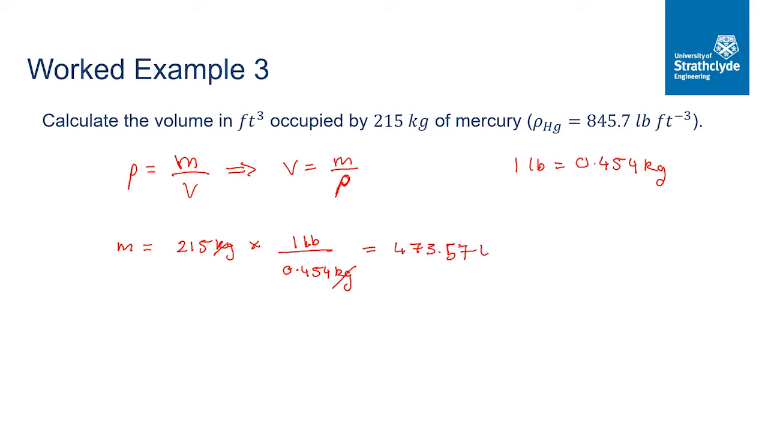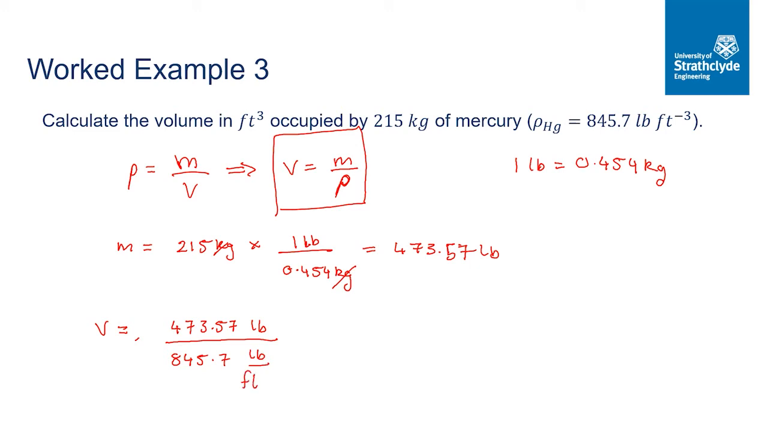473.57 pounds. And now to calculate our volume by plugging into this equation here. Our mass is 473.57 pounds divided by our density, which is 845.7 pounds per foot cubed. Again, our pounds will cancel out, our foot cubed comes to the top, and we obtain 0.56 foot cubed.